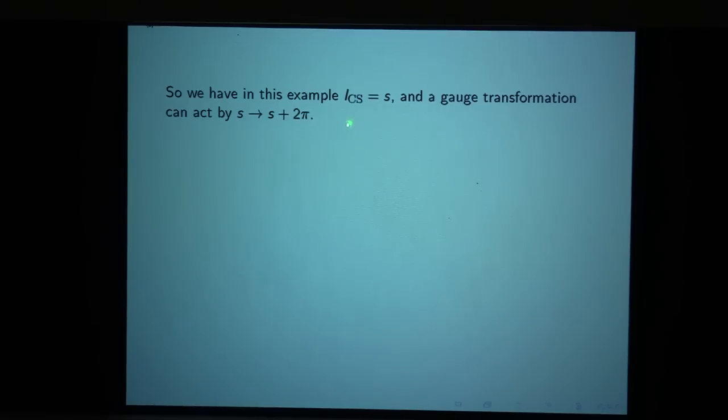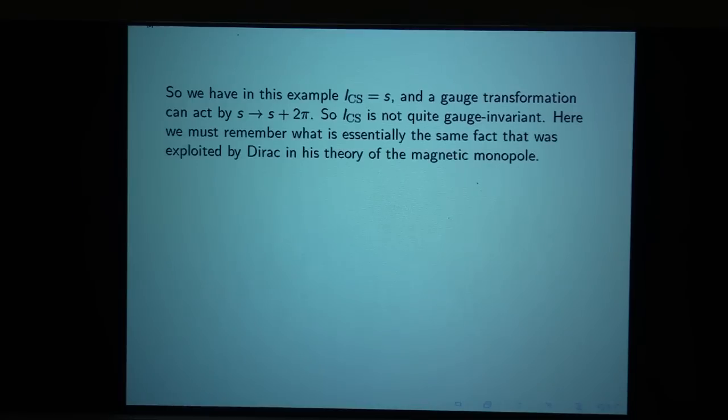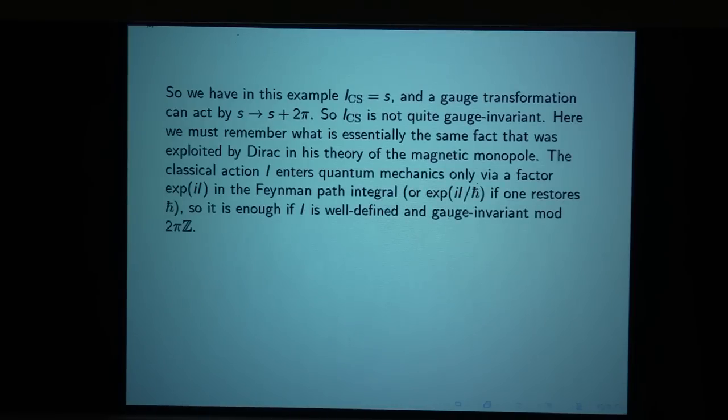So we found in this example the Chern-Simons action is s, and a gauge transformation can act by s going to s plus 2 pi. So I Chern-Simons is not quite gauge invariant. So is it actually allowed as part of the effective action? Here we have to remember what's essentially the same fact that was exploited by Dirac in his theory of the magnetic monopole. The classical action I enters quantum mechanics only via a factor of the exponential of i times the action, or i times the action over h bar if you restore h bar, which is 1 in my lectures.